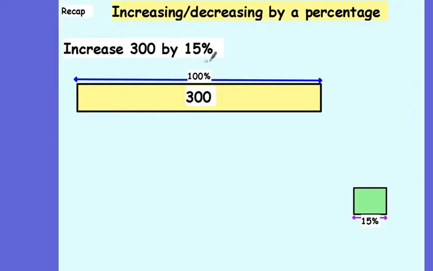Start off with a quick recap of increasing and decreasing by a percentage. If I want to increase 300 by 15%, I've got my 300, that's 100%. I want to add on my 15%. So altogether I've got 115% now.